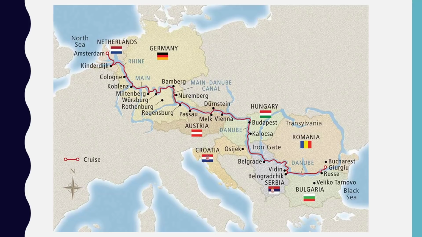Okay, so this is the map. You can see here the river Danube. This is Europe, and you can see the importance of the river Danube. It provides water to a lot of countries all over Europe. Germany, Netherlands, Austria, Croatia, Hungary, Serbia, Romania, Bulgaria, and later on it flows into the Black Sea. Alright, so you can see all the cities on the bank of river Danube.